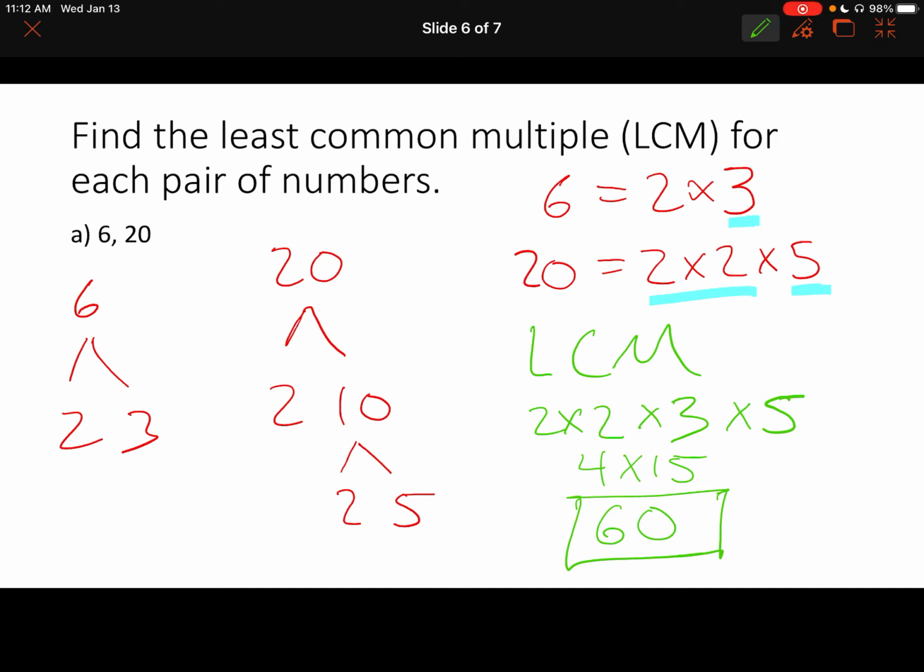All right, so today in this video, we covered prime factorization, greatest common factor, using the greatest common factor and distributive property to find the sum of two numbers, and least common multiple.